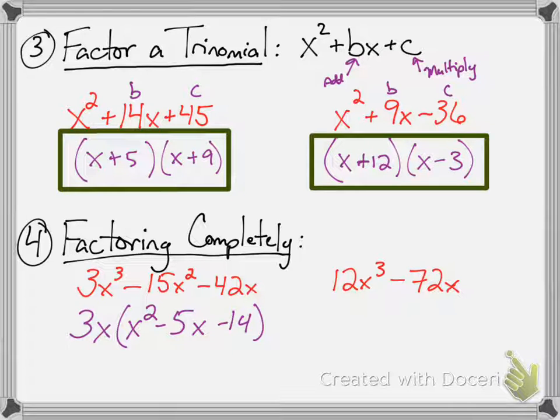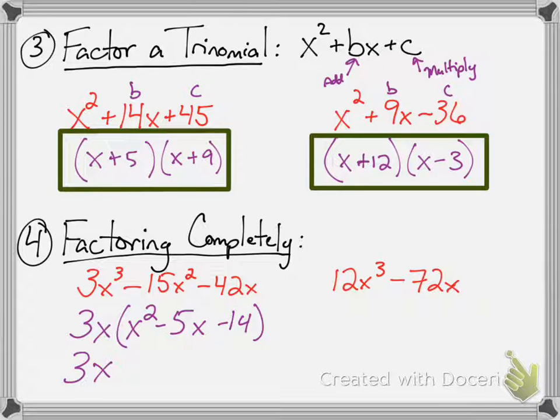Now, some cases, when it says factoring completely, you can only do one factoring strategy. Some cases, you may be able to do multiple factoring strategies. It just depends on what terms you have. So, if I look in the parentheses at x squared minus 5x minus 14, I want to see, can this break down using our trinomial strategy? And in fact, it can.